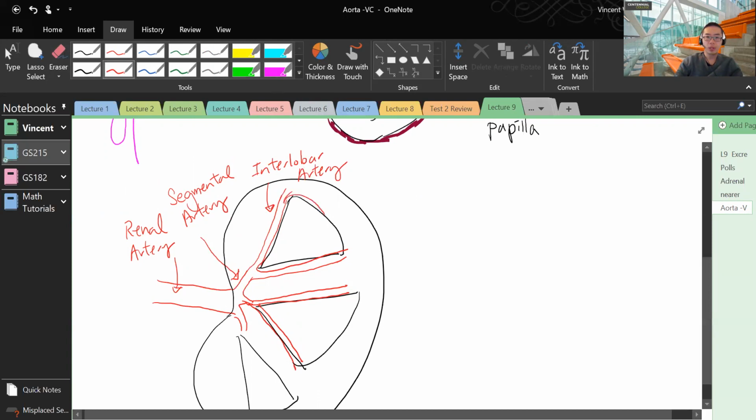Then they will curve around the outer edge, like that. Same thing for this one, I'm just not drawing it. It curves around the outer edge and forms what we call the arcuate artery. It forms an arch, that's basically what it means.